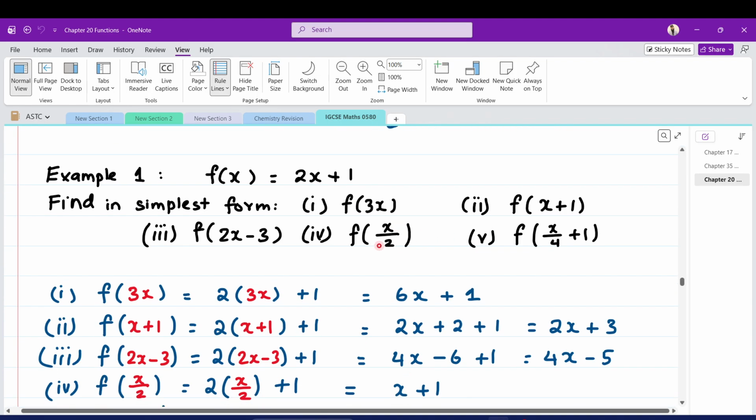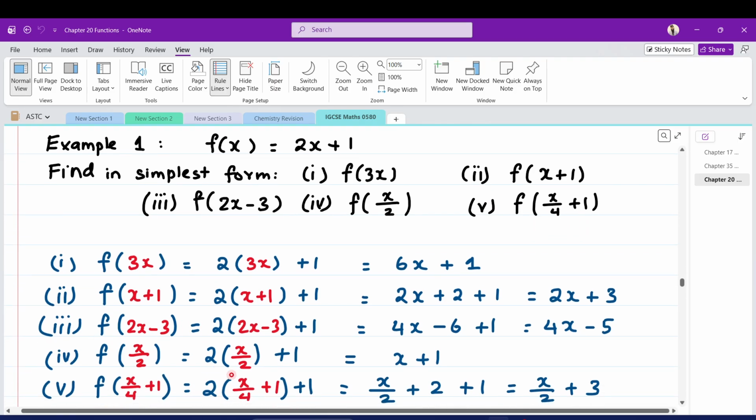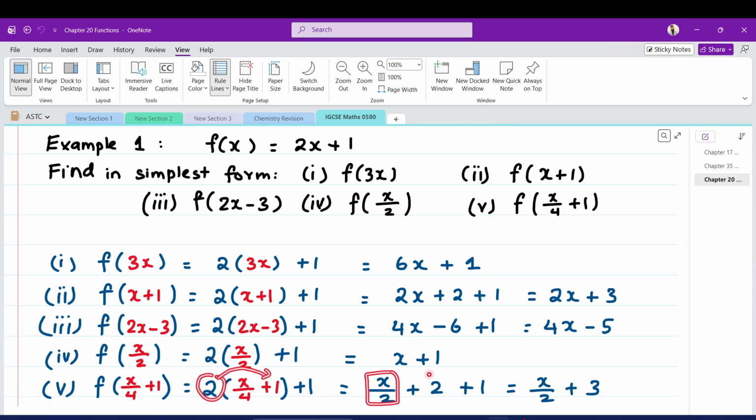Number 4, f of x upon 2. So here we are going to plug in x upon 2. This 2 cancels with this 2, so you are left with x plus 1. Then we have x over 4 plus 1. Now multiply again individually. So 2 times x over 4, this 2 and this 4 cancel, so you get x upon 2. Therefore you have x over 2 over here. Then this 2 multiplies with this 1, so you get 2. And then you have this 1 over here.